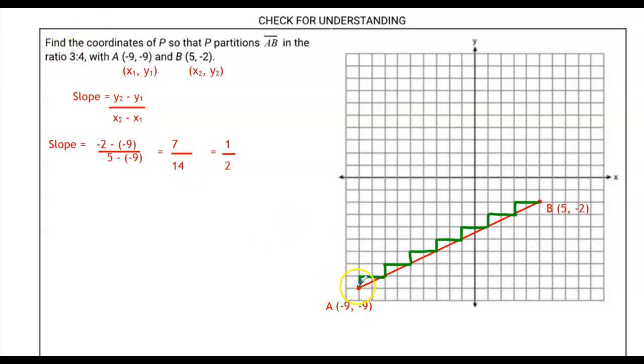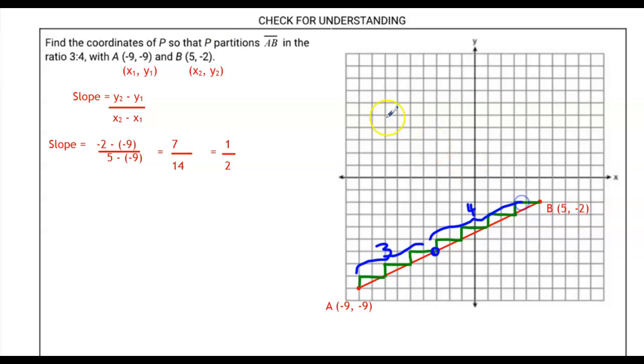Now all we need to do is find the point that splits it into the ratio of 3 to 4. Starting from A, we need 3 points, or 3 parts, I should say. So we go up 1, 2, 3. This point is our winner. This point is going to split the line segment into a ratio of 3 on this side and 4 on this side, right? Because there are 3 slopes going from here to here, and there are 4 slopes going from here to here.